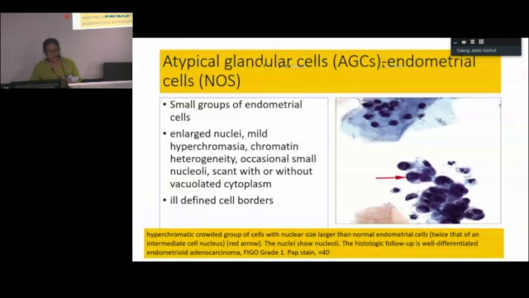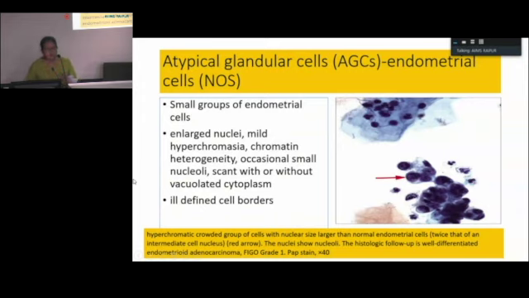Next, you have atypical glandular cells, endometrial NOS. Now, compared to your endocervical cells, the endometrial nuclei are smaller. What you have is small groups of endometrial cells. These have enlarged nuclei. How will you do the comparison of the nuclear size in this? Now, an endometrial cell nucleus is almost equal to the size of an intermediate cell nucleus. So, it's only a little enlarged, maybe 2 times the size. Enlarged nuclei, mild hyperchromasia, chromatin heterogeneity, occasional small nucleoli, scant with or without vacuolated cytoplasm, and very importantly, ill-defined cell borders. Endocervical cells very commonly show proper cell borders.